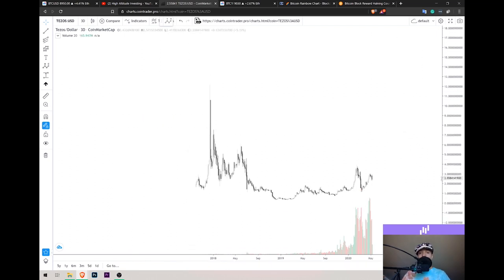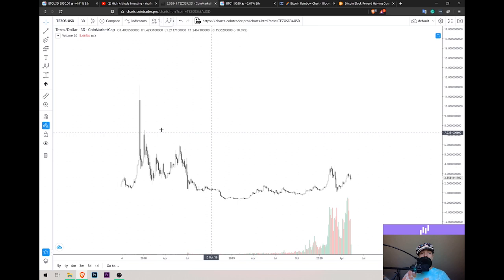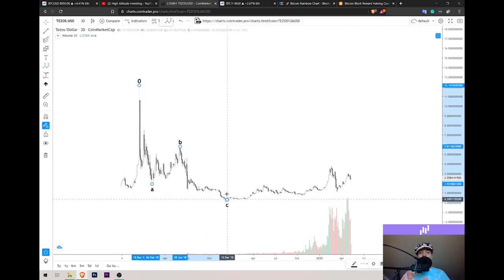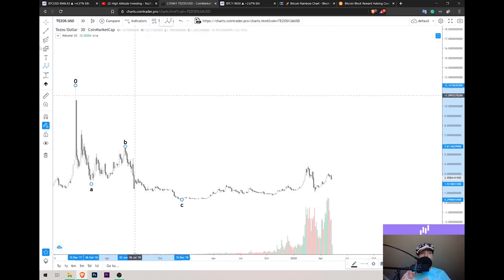Tezos is also setting up for massive upside continuation. Look at this same kind of pattern. This is an ABC corrective wave, and then we have basing structure. This one is actually very bullish, one of the most bullish coins in the entire market, because it's actually been breaking out and making higher highs and higher lows since the beginning of this bull market.